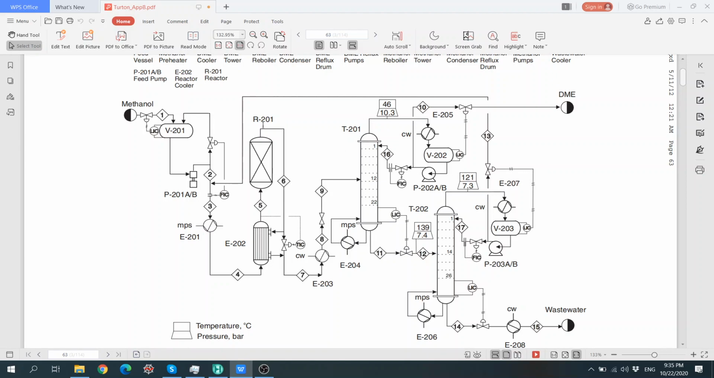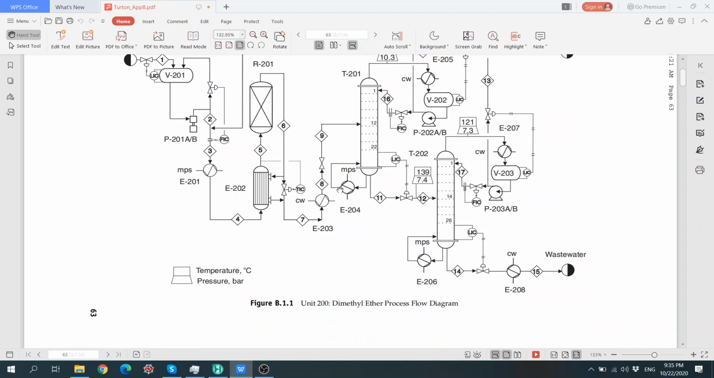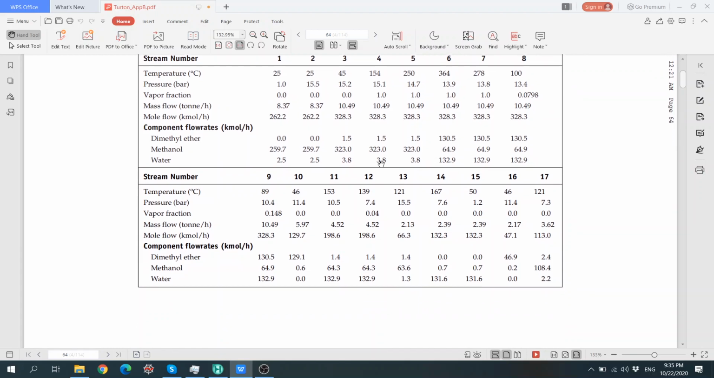So as mentioned, we are now here at stream 9. This stream 9 consists of the unreacted methanol, the DME as the product, and also the water as the byproduct. We can see the stream conditions over here roughly. Temperature is about 90 degrees C, 10 bar of pressure, and we have some vapor, and then the DME, water, and the remaining methanol.